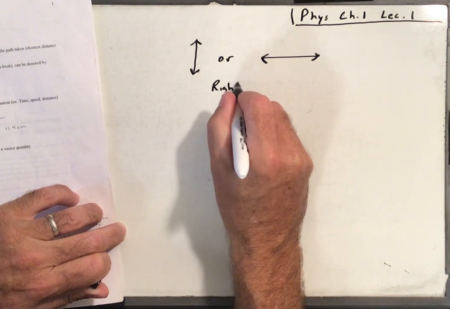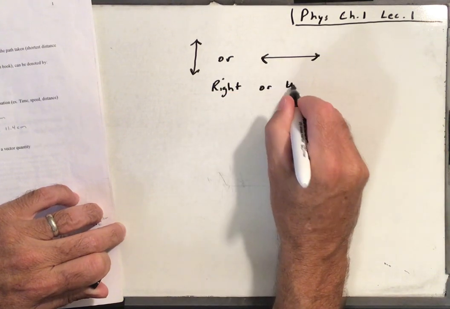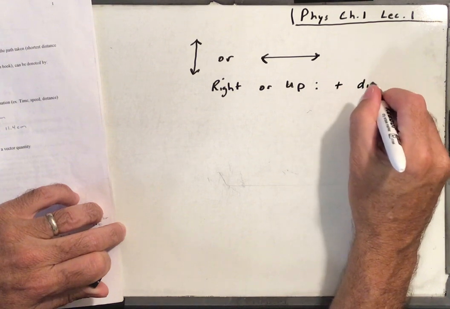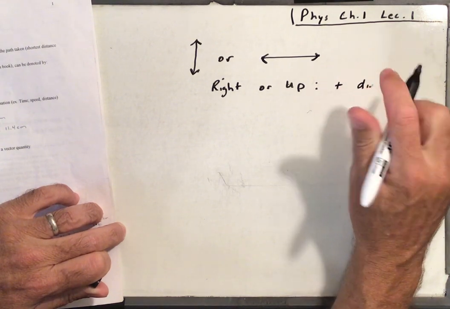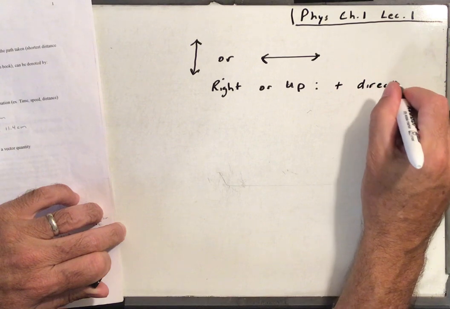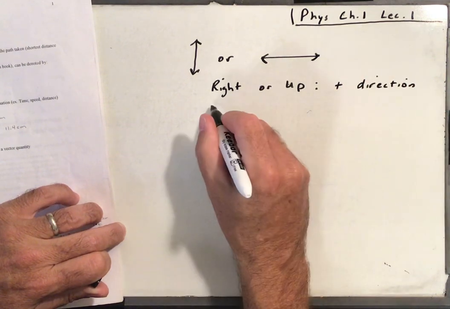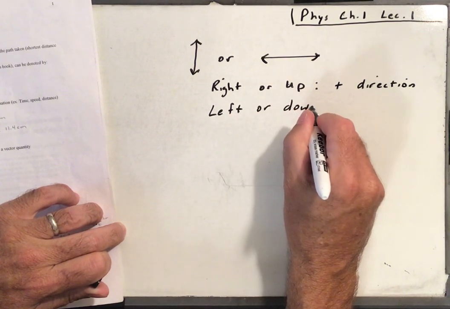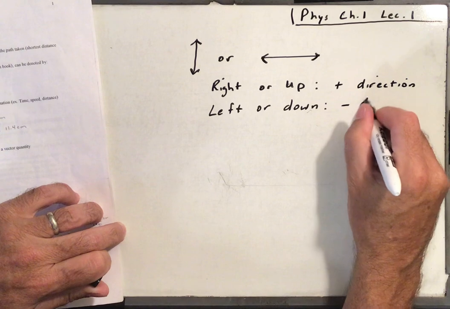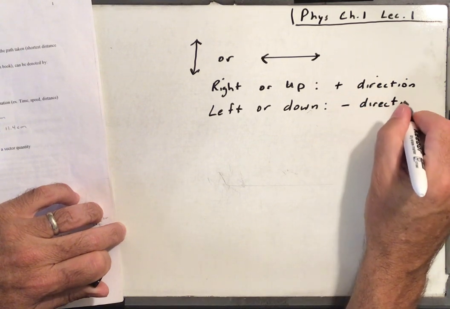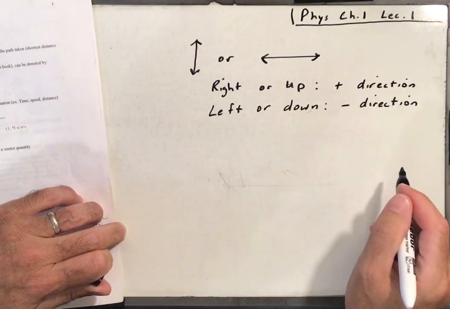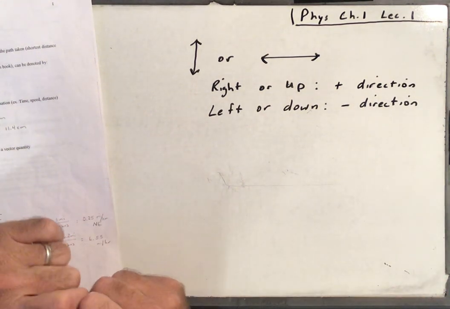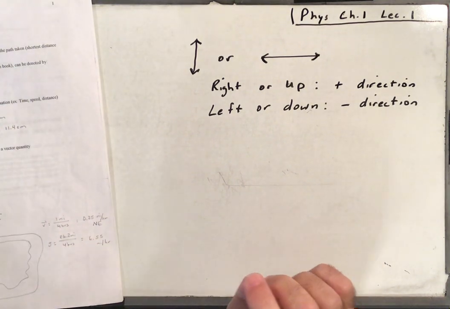If you're going to the right or up, that's the positive direction. So your answer will be positive. If you're going left or down, that's the negative direction. So the negative just means left or down. It doesn't mean that you have a negative speed or a negative distance.